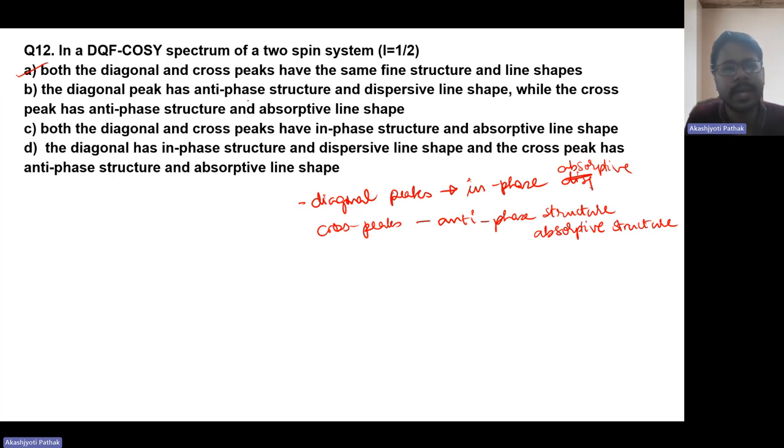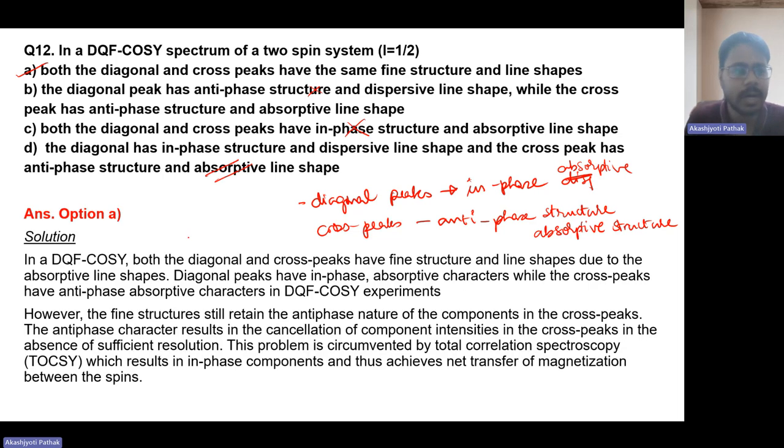The diagonal peak has antiphase structure. This is false. They have in-phase structure. Both the diagonal and cross peak have in-phase structure. Both do not have in-phase structure. Diagonal has in-phase structure, cross peaks have antiphase structure. The diagonal has in-phase structure and dispersive shape, and the cross peak has antiphase structure and absorptive line shape. Dispersive is false. So option D is also incorrect. So this is the solution.